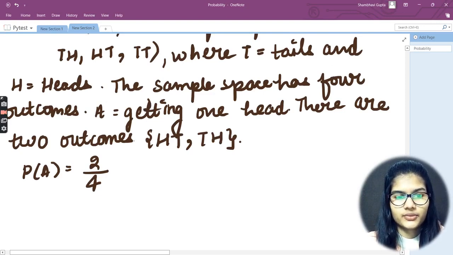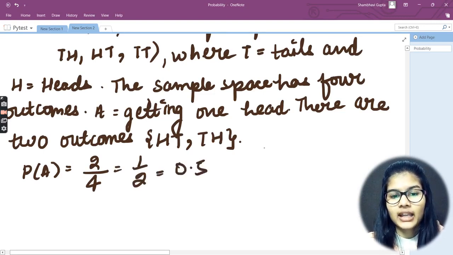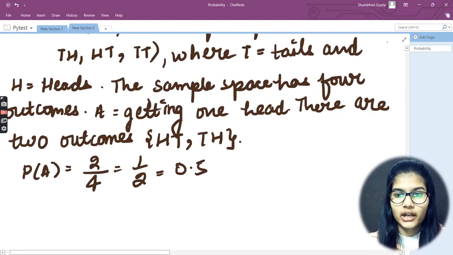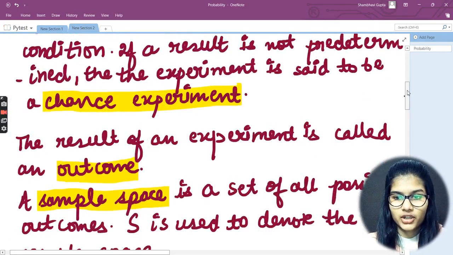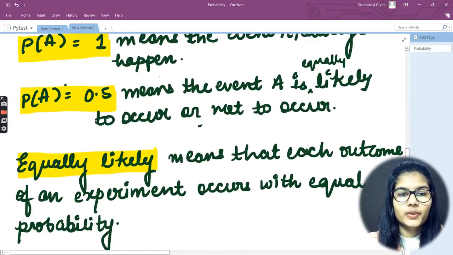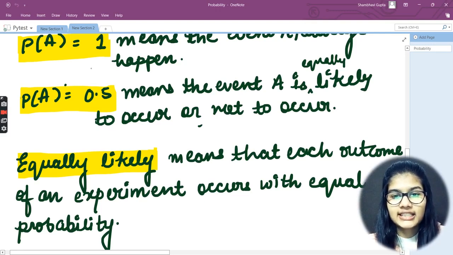So 2 by 4 is equal to 1 by 2, and that's equal to 0.5. And remember I told in my previous video that if the probability of A is equal to 0.5, in that case we say that the event is equally likely to occur or not to occur. Yeah, so here I told in the previous video that if the probability of A is equal to 0.5, it means the event A is equally likely to occur or not to occur.